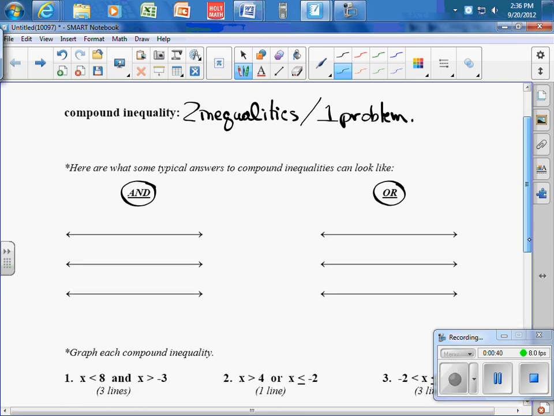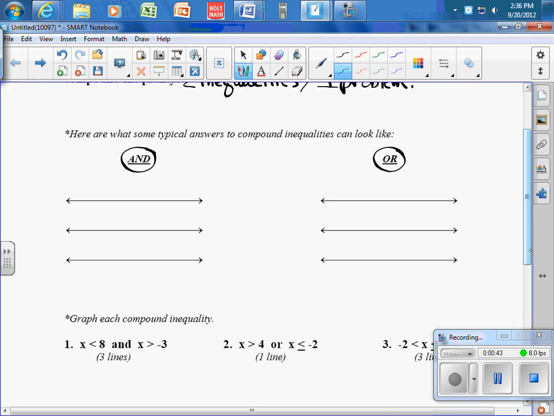Now for a compound and, when you're graphing a compound and, I'd like for you to use three number lines, because here's what a typical answer would look like for a compound and. You may have an open circle here, and we're shading everything to the right. And then you may have a filled in circle here, and we're going to be shading everything to the left. Well, that breaks the graph up into three sections. And what I want to know is, where is this graphed on both of the number lines? Where do they overlap each other?